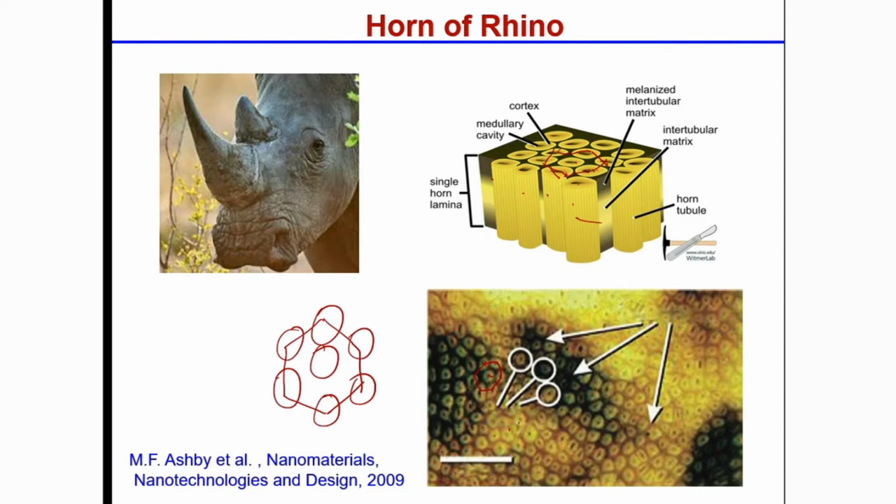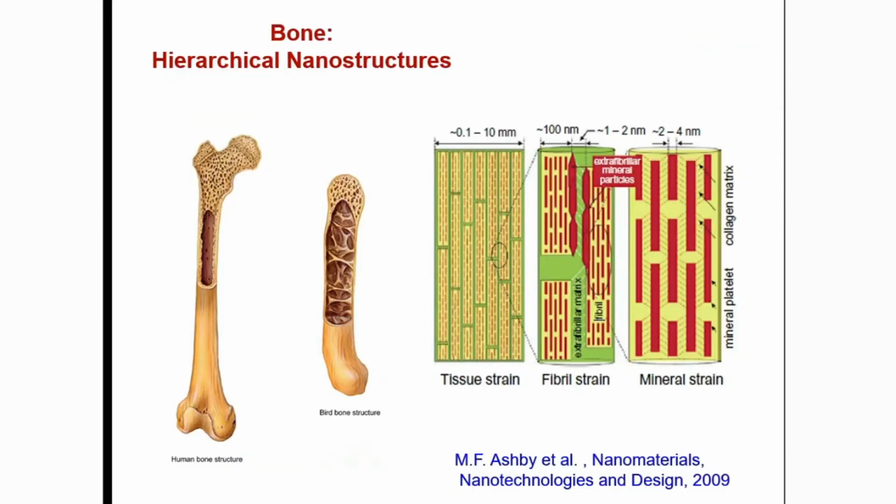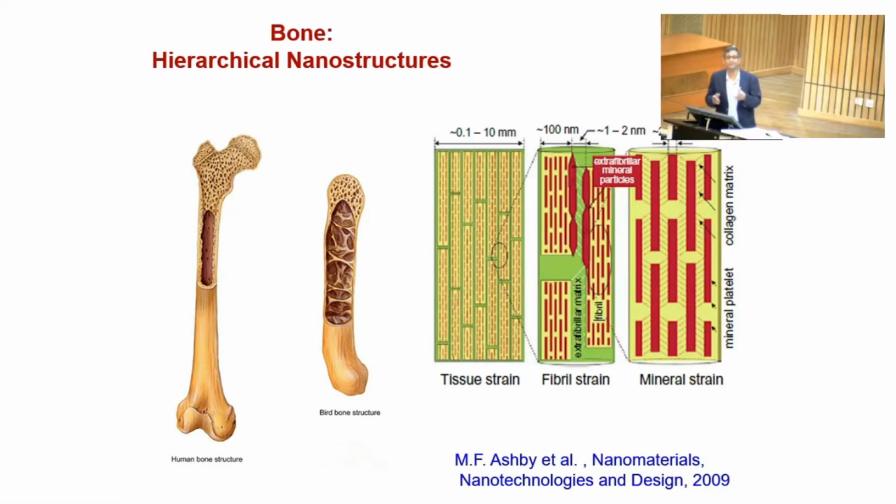So if you want to create a strong and tough material, which is a dream for any material scientist in the world, you have to follow these multi-hierarchical structures, multi-length scales, nanometer, micrometer, millimeter, or centimeter kind of structures, and pack it nicely.